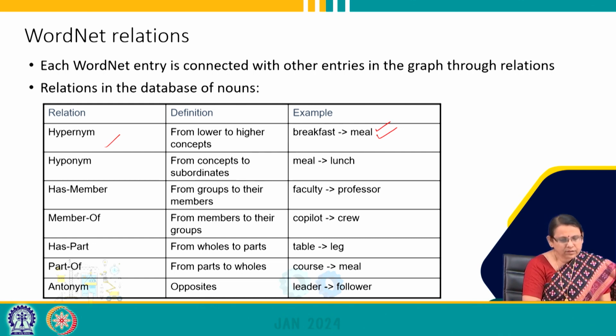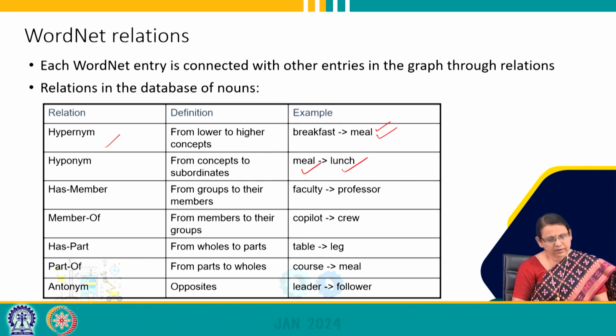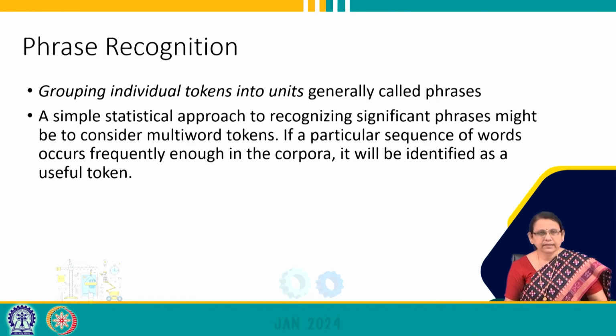Okay? So, similarly, hyponym, from concepts to subordinate details. If somebody has mentioned a meal, and you want to elaborate the feature, you can think of whether it is a lunch or not. Similarly, has a member, has a part, antonym and synonym and so on. Then you can also recognize the phrase.